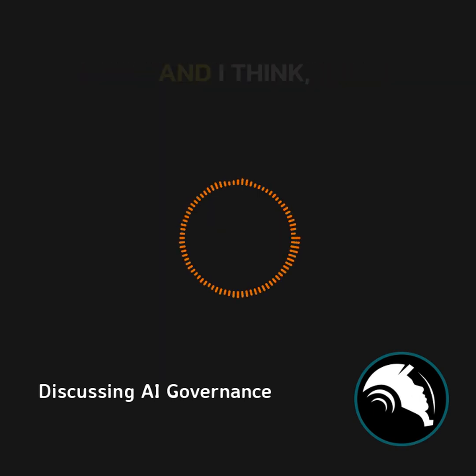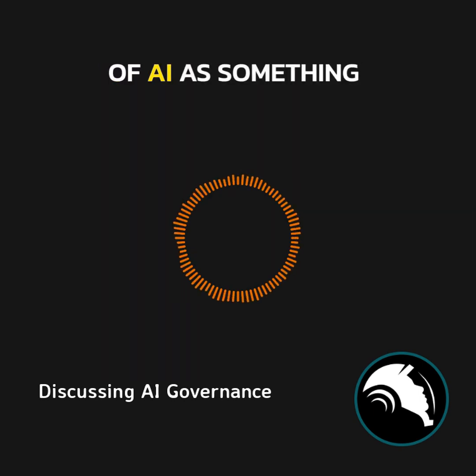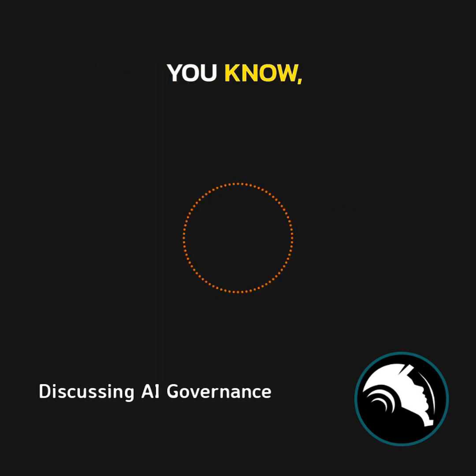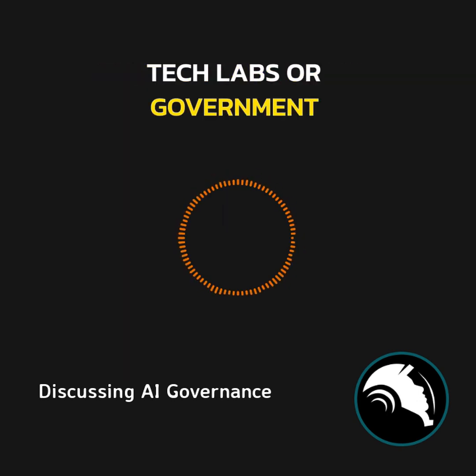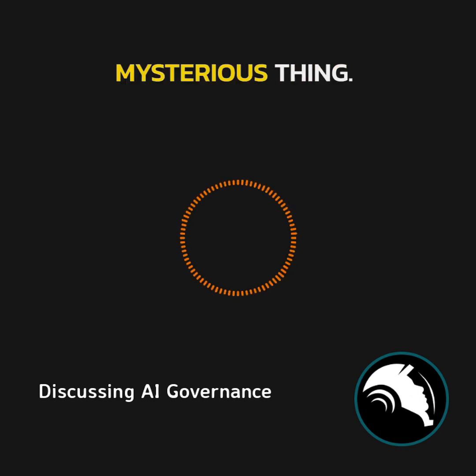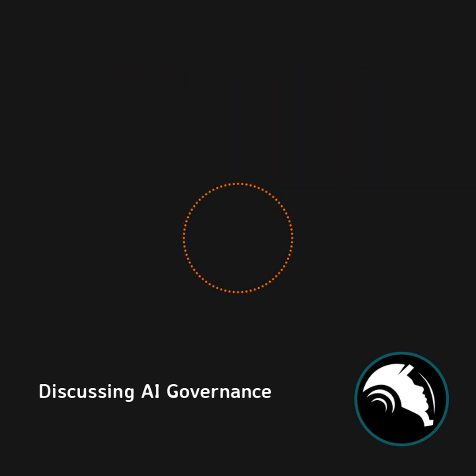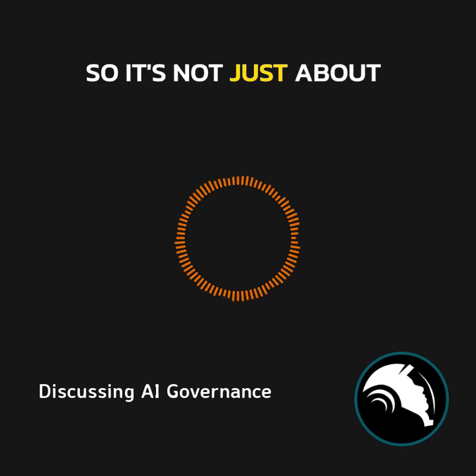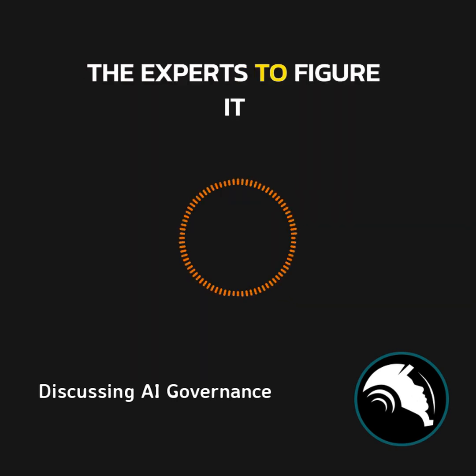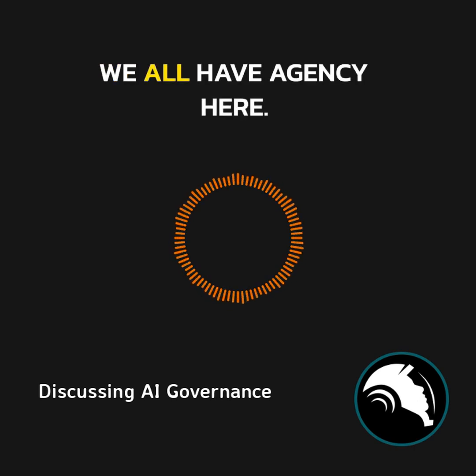That's a great question. And I think it requires a little bit of a shift in mindset. Okay, mindset shift. I like that. Yeah, because we tend to think of AI as something that's out there, something that's happening in tech labs or government meetings. It's like this big mysterious thing. Exactly. But the truth is, we all have a role to play in shaping the future of AI. So it's not just about waiting for the experts to figure it out. Nope. We all have agency here.